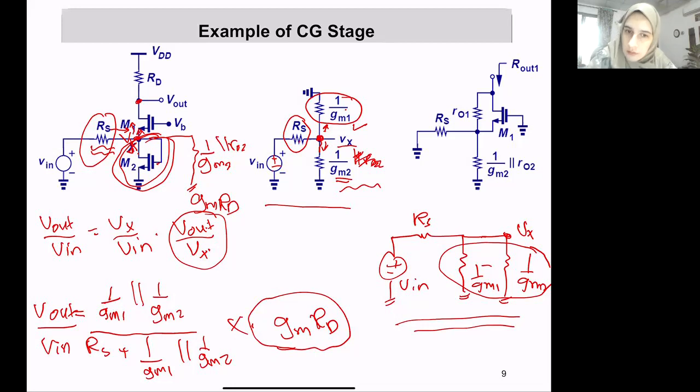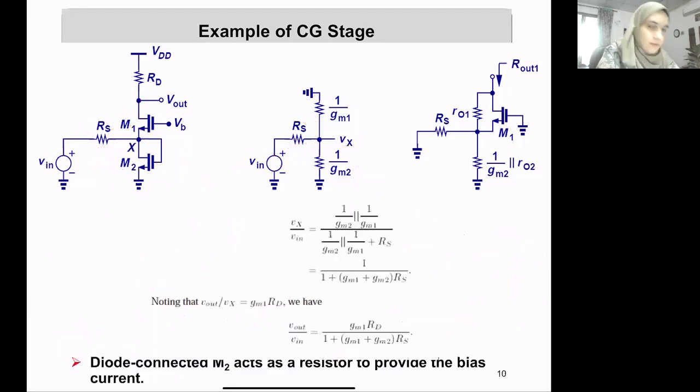Okay, and this Gm here, which Gm is this? Is it Gm1 or Gm2? It should be Gm1. Yes, it's always the Gm of the transistor that is making the amplification. So here it's M1, the one making the amplification. M2 is just acting as a resistor. It's not doing anything. Okay? Yes, ma'am, understood. Thank you.